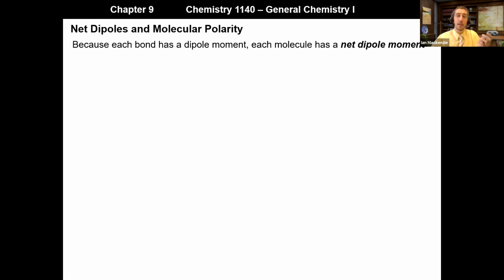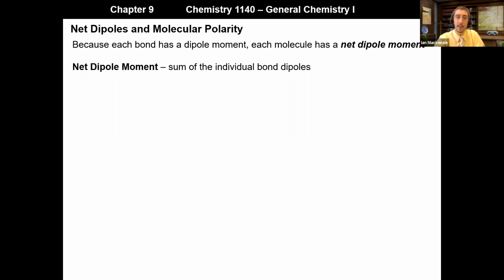Now, one very important effect that is the result of the fact that molecules have three-dimensional shape rather than a simple two-dimensional configuration as we use for Lewis structures is that molecules themselves can have polarity and dipoles just like bonds can. So let's look through that quickly. Because each individual bond has a dipole moment, each molecule will have a net dipole moment, where the net dipole moment is simply the sum of the individual bond dipoles.